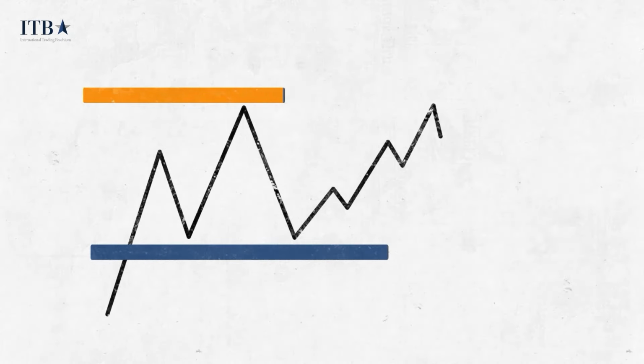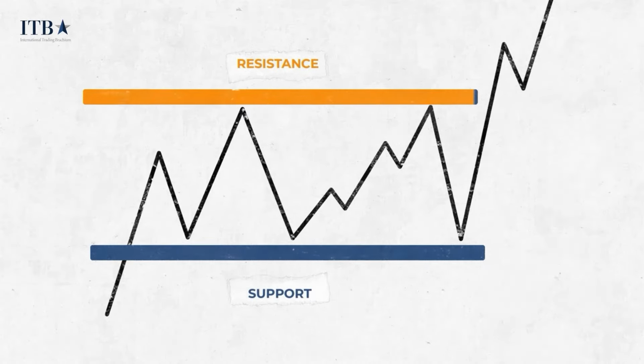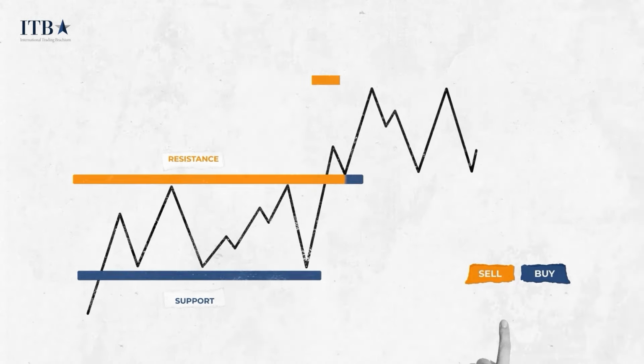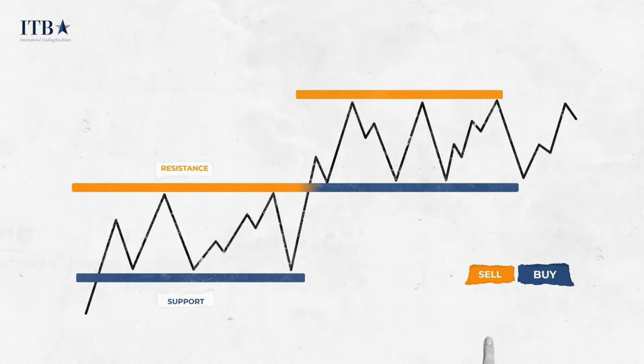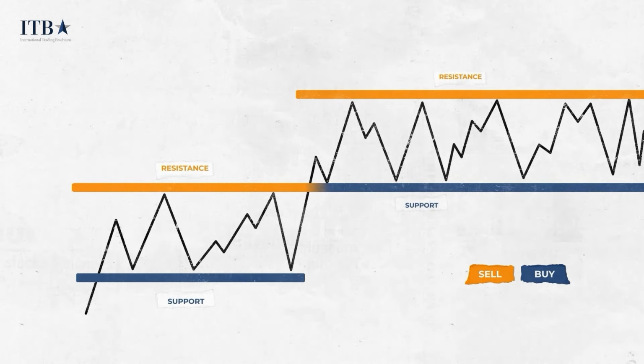One way to identify supply and demand levels in Forex trading is by using technical analysis tools such as support and resistance levels. These levels show areas where buyers or sellers are expected to enter or exit the market and can help traders make decisions about when to buy or sell currencies.